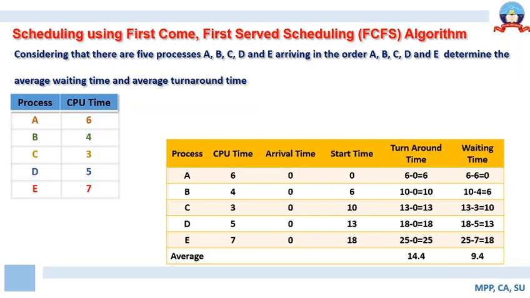Now likewise E, turnaround time for E is 25, so 25 minus 7 is 18. So E waits for 18 units of time. So here the average turnaround time is 14.4 and average waiting time is 9.4. So this is the way the statistical drawings are made for all the processes in terms of turnaround time and waiting time.